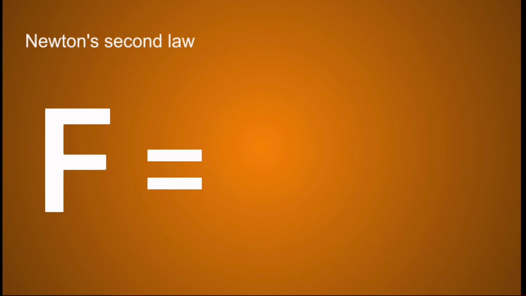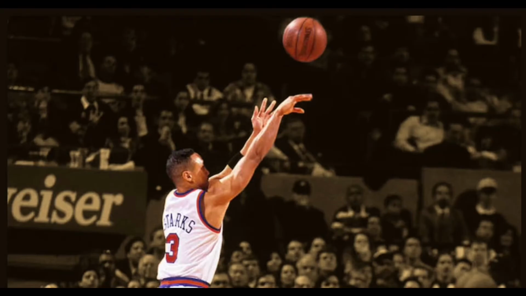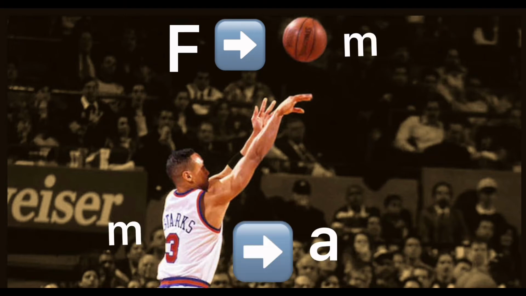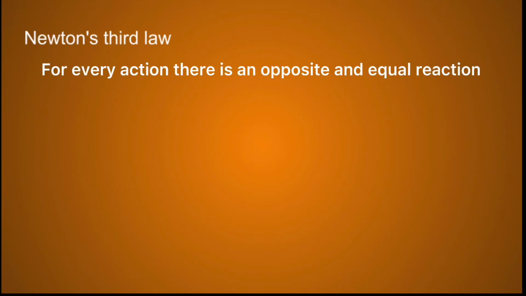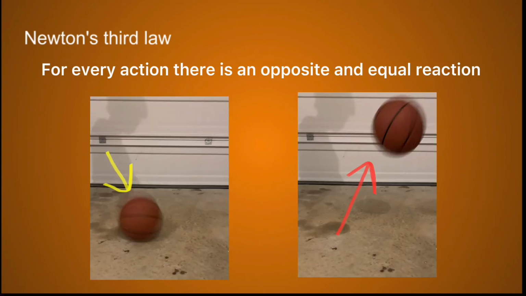Newton's second law is that the force of an object is equal to the mass times the acceleration of the object. This is relevant because the force needed to move the ball is dependent on the mass of the basketball player, the mass of the ball, times the acceleration at which the player is traveling to get the ball to the net. Newton's third law states that for every action there is an opposite and equal reaction.